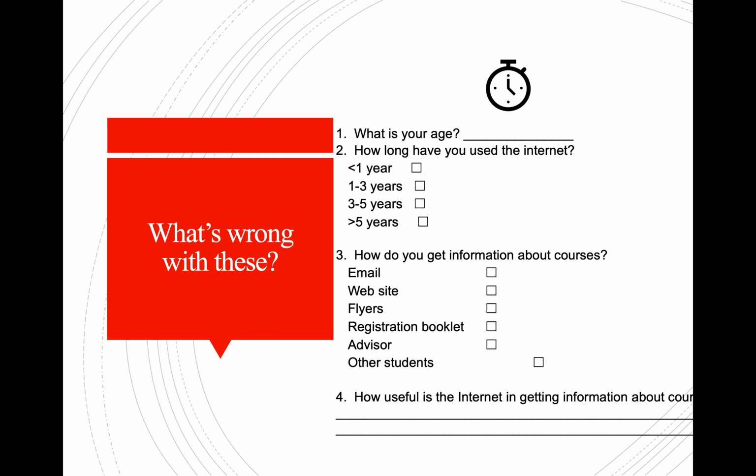Okay, so I'm assuming you paused the video and you looked at these. The first question is problematic because we're asking for precise information. We're asking them to write down their age, and we could have just asked an age range, like under 18, 19 to 35, etc.